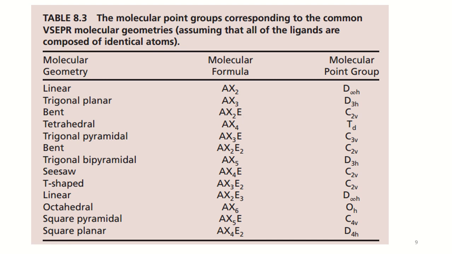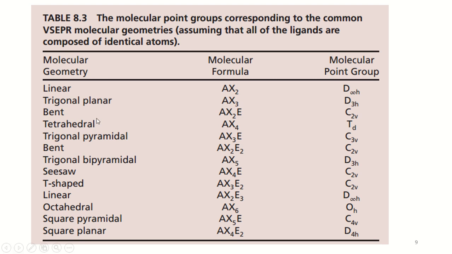E means there is a lone pair on that central atom. So if we are talking about AX3, AX2, AX4, AX5, AX6, and so on, it means that all the ligands are composed of identical atoms. It is supposed that all the ligands which are attached to the central atom, which is A, are represented with X. So it is believed that all the ligands are identical atoms.